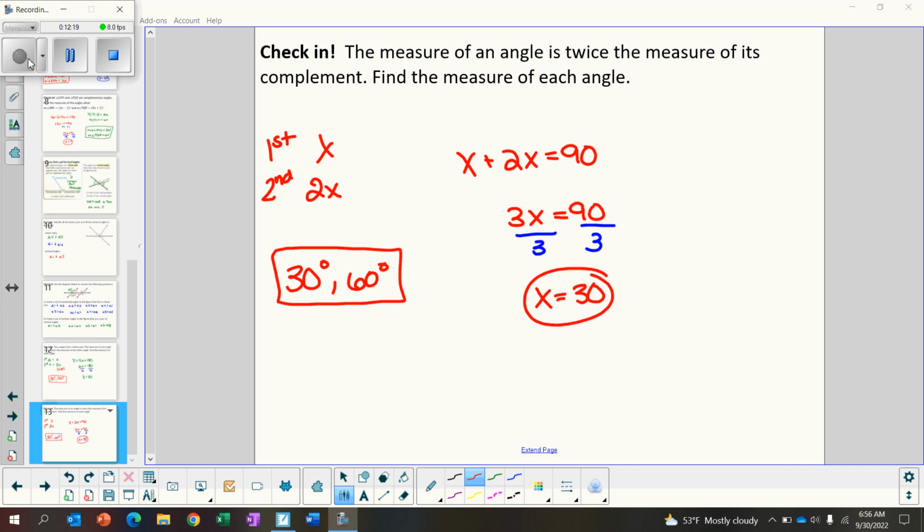All right, let's check our answers. We know the first one would be x. If the second one is twice that, it's 2x. And they told us complementary. They were complements, so they add to 90. So again, we get x is 30, but when I put it back in, I get 30 degrees and 60 degrees. And that is 1.6 angle relationships.